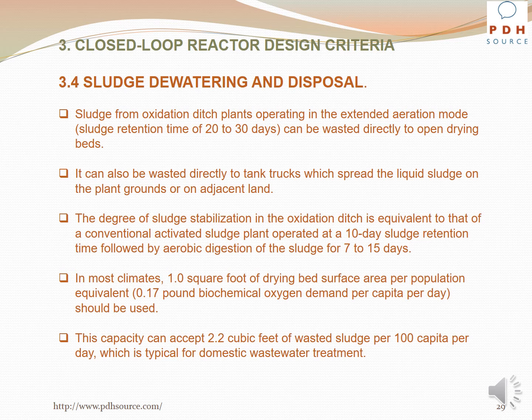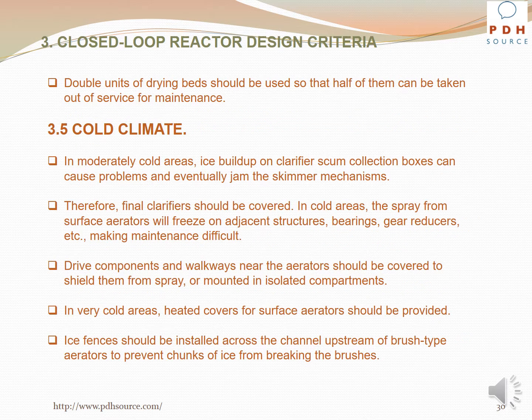plant operated at a 10-day sludge retention time followed by aerobic digestion of the sludge for 7 to 15 days. In most climates, 1 square foot of drying bed surface area per population equivalent, 0.17 pounds biochemical oxygen demand per capita per day, should be used. This capacity can accept 2.2 cubic feet of wasted sludge per 100 capita per day, which is typical for domestic wastewater treatment.